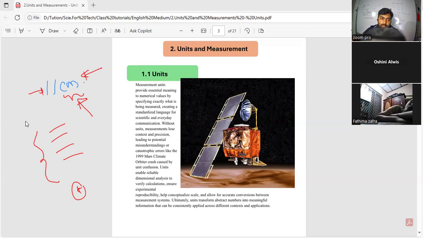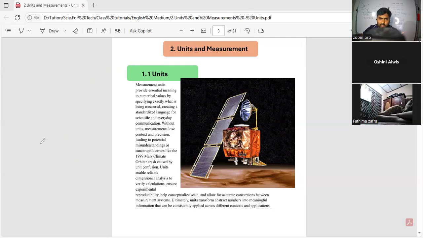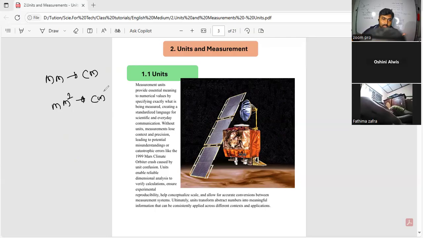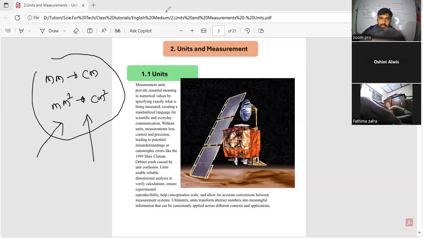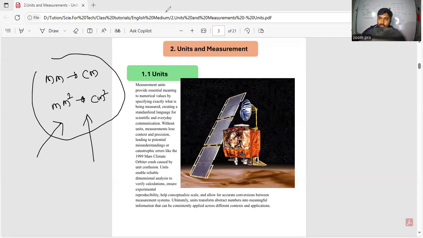In some calculations, and in our first lesson also, we had to convert millimeters into centimeters, then millimeter squared into centimeter squared, likewise. At the end of this lesson, you will get the competency to convert any unit.